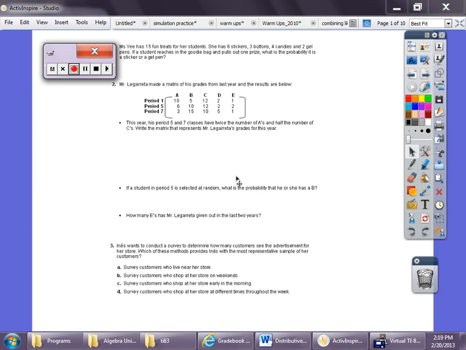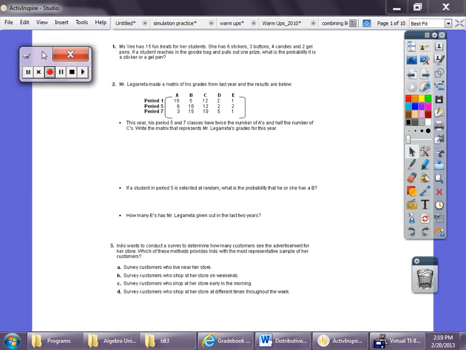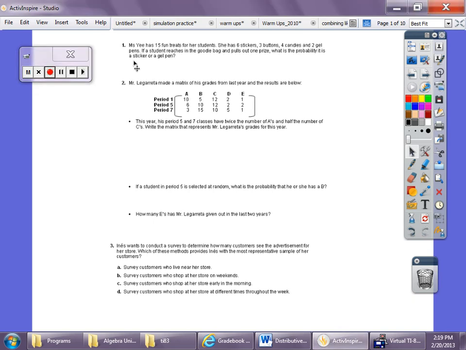Alright, our summative review for Unit 5. Question number 1 says Miss G has 15 fun treats for her students. She has 6 stickers, 3 buttons, 4 candies, 2 pens. A student's probability is that they get a sticker or a gel pen. So we're looking at stickers and gel pens. Stickers is 6, gel pens is 2, 6 plus 2, 8 out of 15.